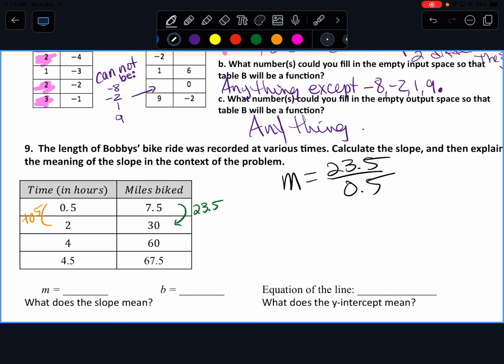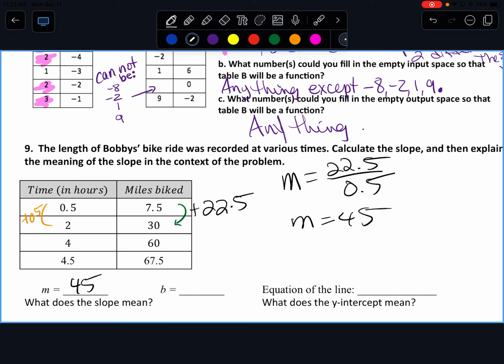Oh, my calculator's not coming on. Why isn't my calculator coming on? There we go. 30. Just making sure my numbers are, oh, good thing I checked. This would be up 22.5. Forgot to borrow in my brain. Okay, so that would be a slope of 45.